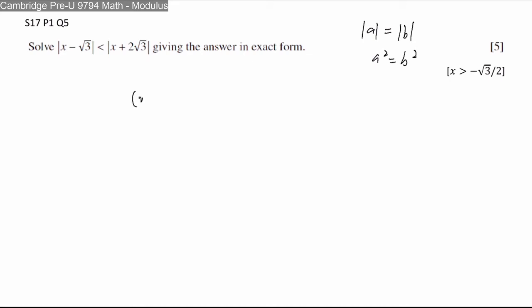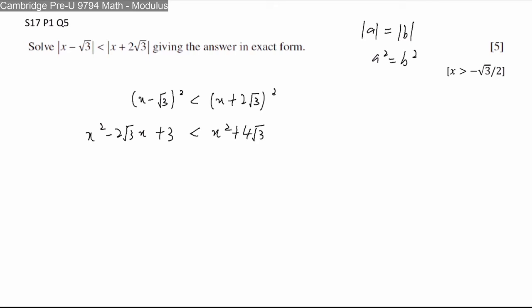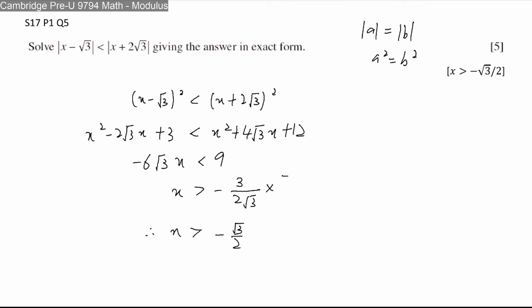So what we need to do is just square both sides for this one. We square both sides, and then we have x squared minus 2 root 3 x plus 3 less than x squared plus 4 root 3 x plus 12. In this case, the x squared term will cancel off. So we only have -6 root 3 x is less than 9, and then we move the -6 root 3 to the other side. Remember, because we are dividing by a negative number, we have to switch the sign. So we have x greater than -3 over 2 root 3, which can also be written as x greater than -root 3 over 2. We just have to rationalize this in order to get -root 3 over 2. So x is greater than -root 3 over 2 would be our solution.